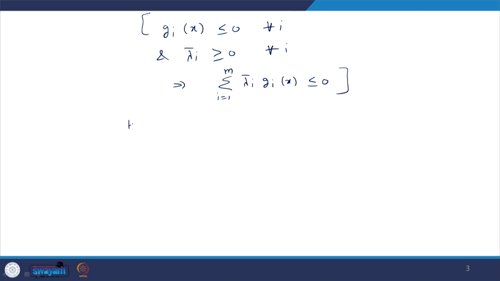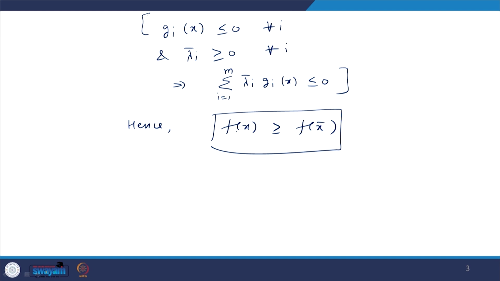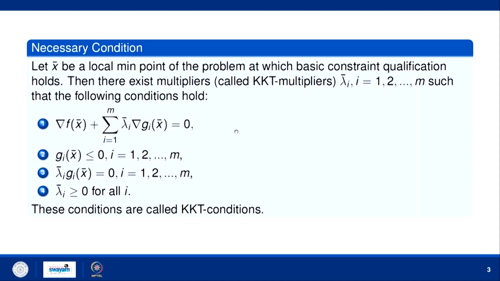So, hence f(x) is greater than or equal to f(x bar) for any x feasible to the problem P2, and this implies x bar is a global minimum point of the problem P2. So, what have we shown? We have shown that if a point is a KKT point, that means it satisfies the KKT conditions, and the problem is a convex programming problem, then that point is a global minimum point of the problem P2.